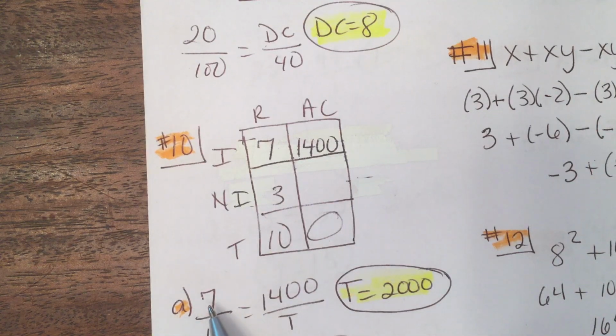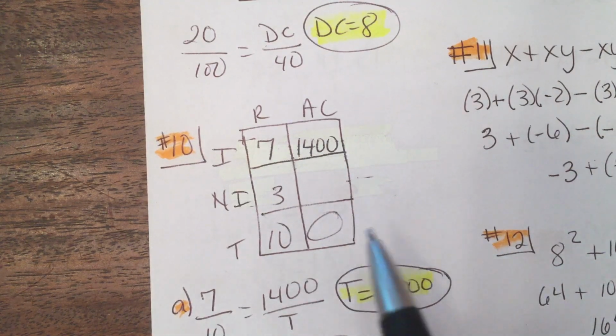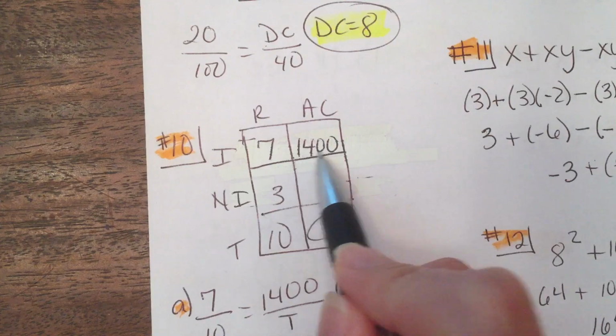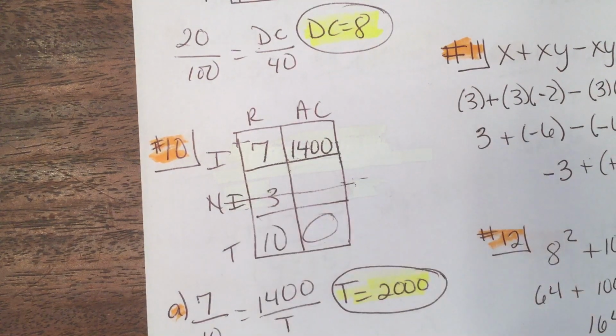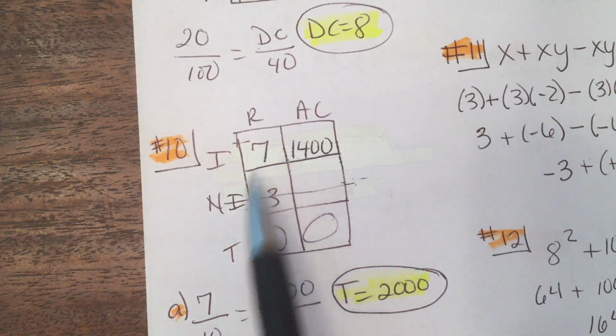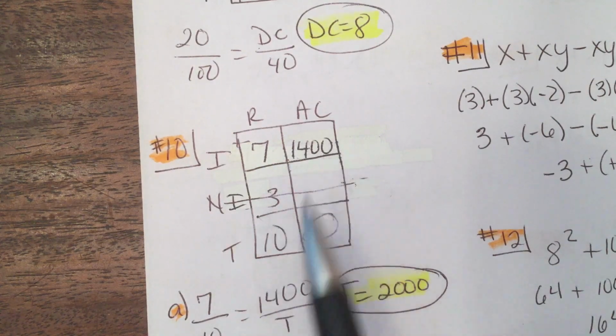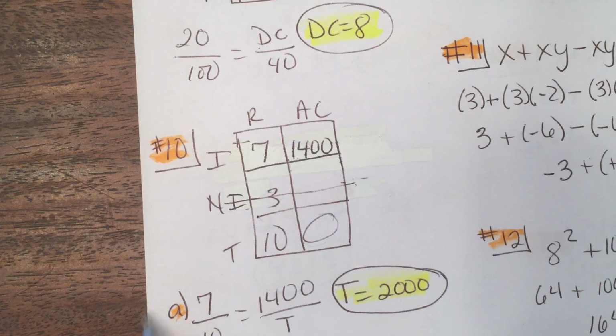So it tells us 14,000 votes were received for the incumbent. They want to know how many total people were surveyed. So I put 1,400 on the incumbent. I circled the total category. I can get rid of this category. So my proportion is 7 out of 10 is equal to 1,400 out of total. Do my cross multiplying, and the total number surveyed was 2,000 people.